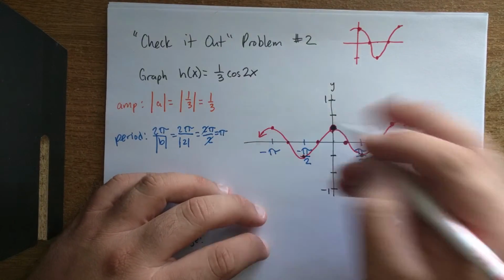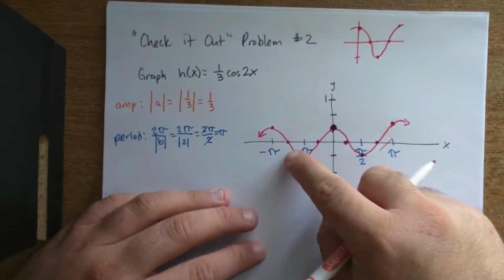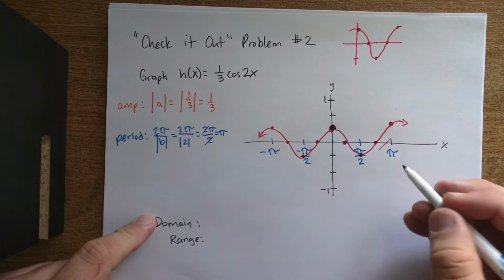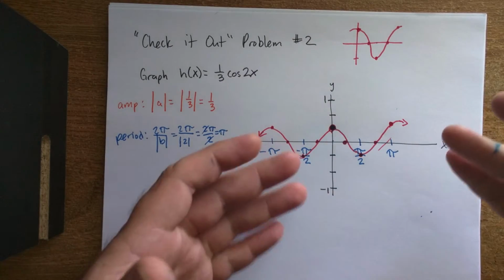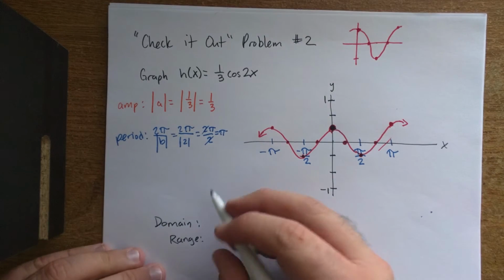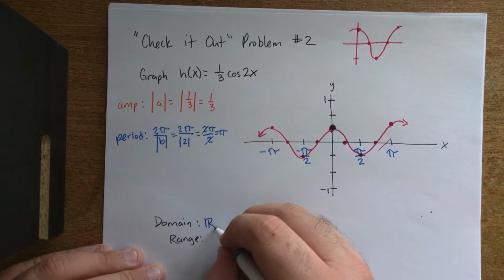Now you have to remember the graph oscillates like this forever in both directions. Why do I say that? Because that talks about your domain. Remember, your domain is what x values are allowed in this function. Well, if this graph goes forever in both directions, your domain is all real numbers.